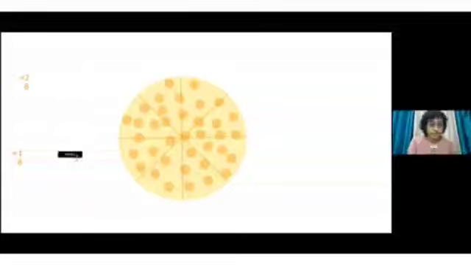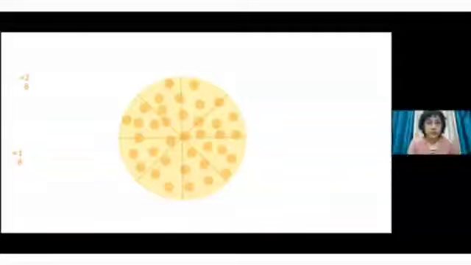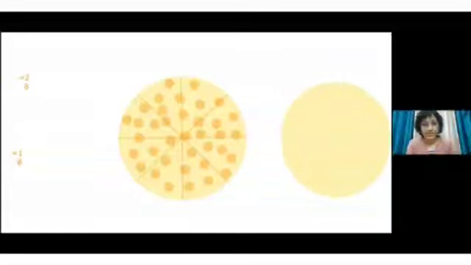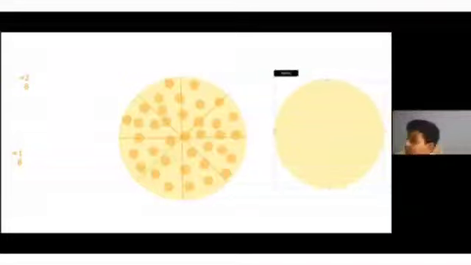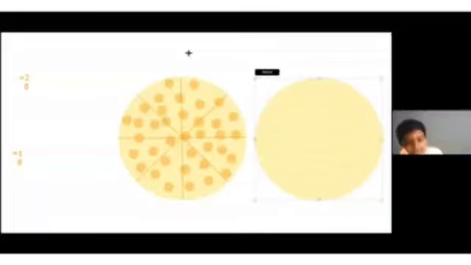Very nice. So if I bring one more pizza, and I gave the whole pizza to you, then I'll have 9 out of 8 slices. That can also be written as a mixed numeral, right? 1 and 1 out of 8 slices.